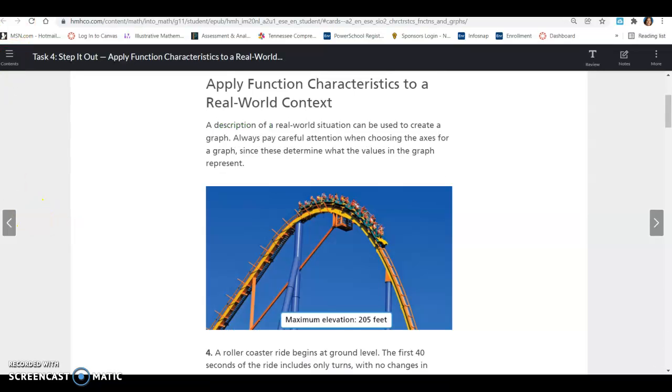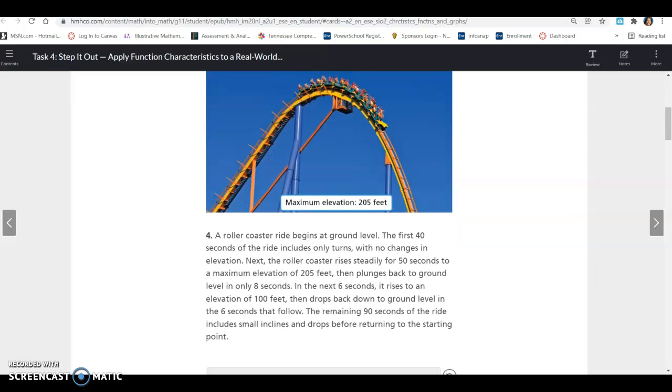Lesson 1.2, task 4. Apply function characteristics to a real-world context. A description of a real-world situation can be used to create a graph. Always pay careful attention when choosing the axis for a graph, since these determine what the values in the graph represent. All right, so if you look at the graph here, it looks like a roller coaster, and it's showing that there's a maximum elevation at 205 feet.